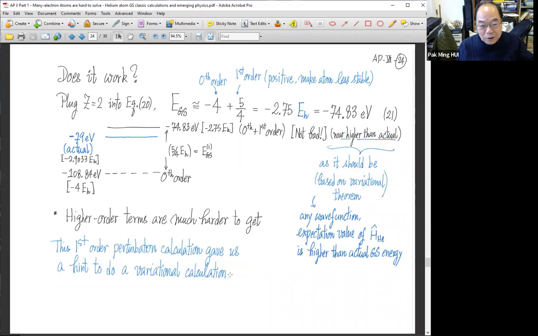Last remark, you may think, how about second order? Well, you may want to try it, but it's quite difficult to do the integrals, let me tell you, okay? So that's why we will stop here, because this calculation has a greater meaning in terms of directing us to the variational calculation that follows.